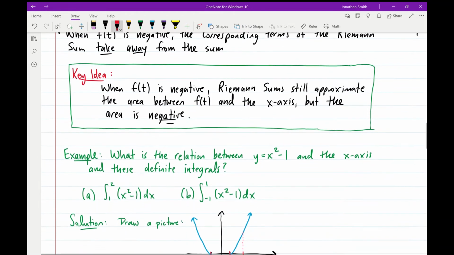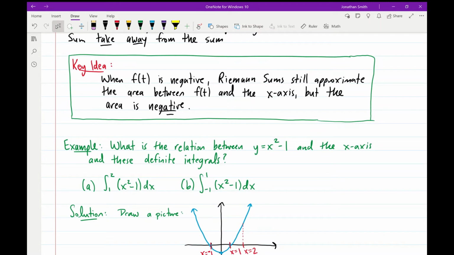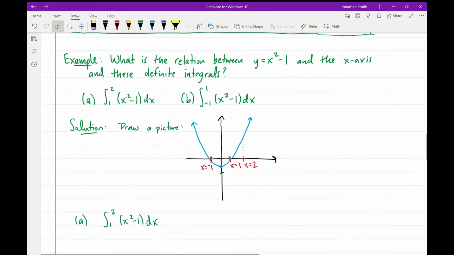So here's the key idea to take away. When f of t is negative, the Riemann sums are still going to approximate the area between f of t and the x-axis, but in this case, the area is going to be negative as opposed to positive. So if the function is positive at some parts and negative at other parts, then the positive parts of the function are going to contribute positive terms to the Riemann sum. The negative parts of the function will contribute negative terms to the Riemann sum. And in some cases, they're going to end up canceling each other. So we'll think about that a little bit more in some following examples.